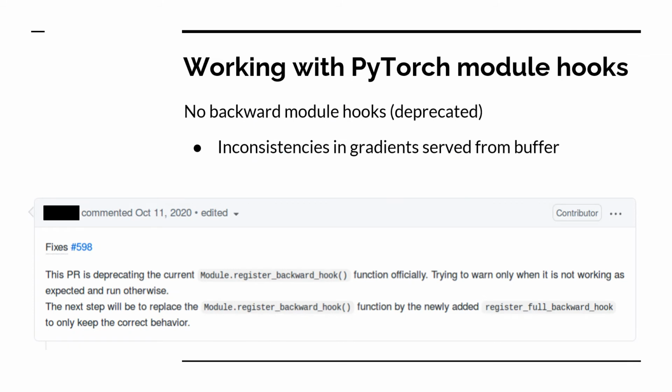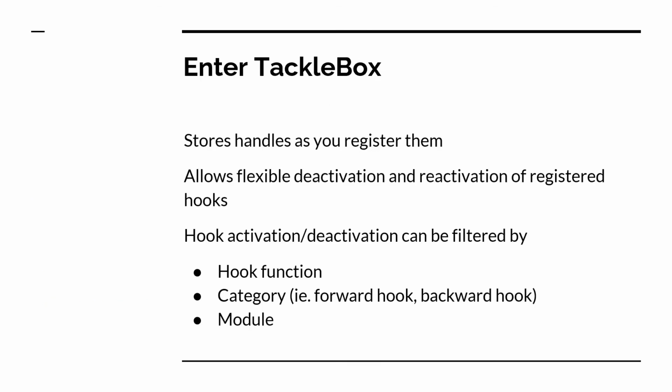Another issue is that the gradient tensors passed to the backward hooks are notoriously inconsistent. In fact, this inconsistency led to the eventual deprecation of module.registerBackwardHook in recent versions of PyTorch. TackleBox attempts to resolve these issues.